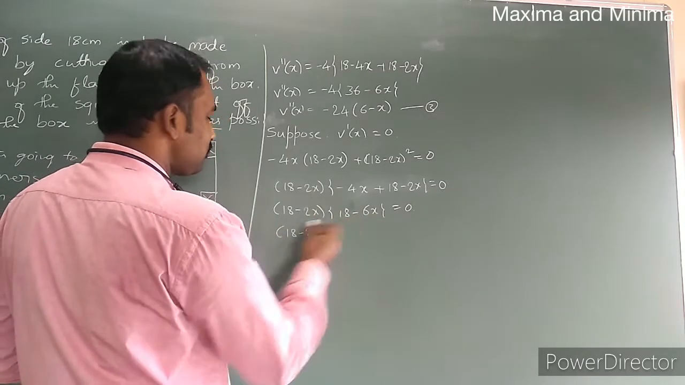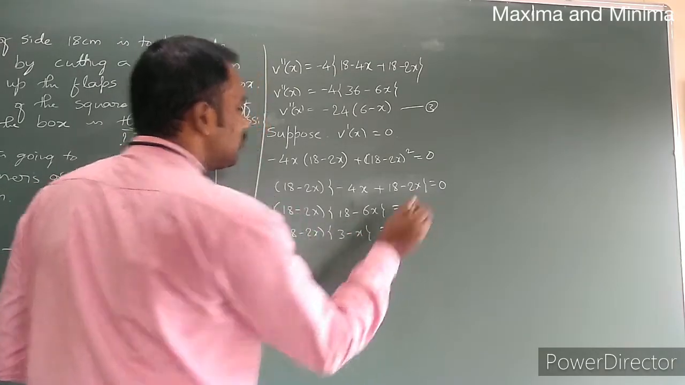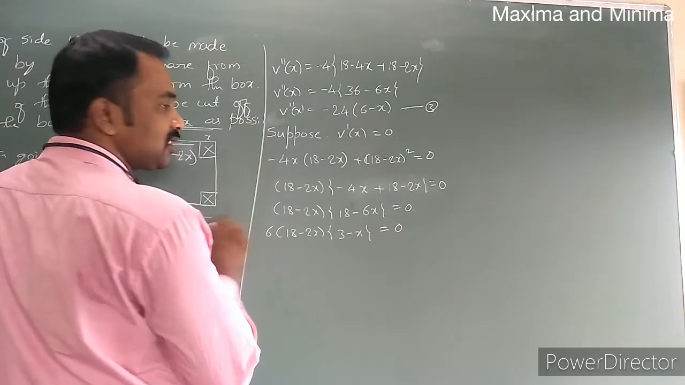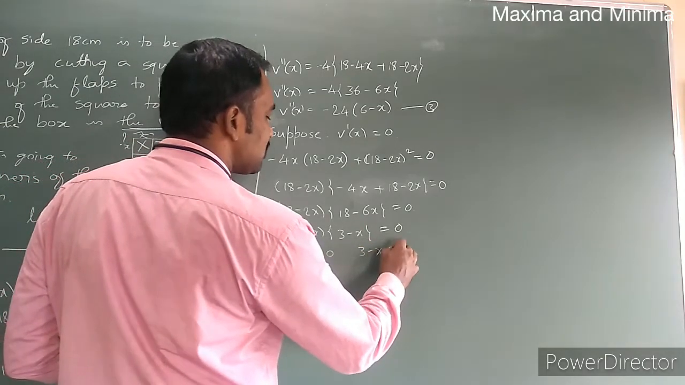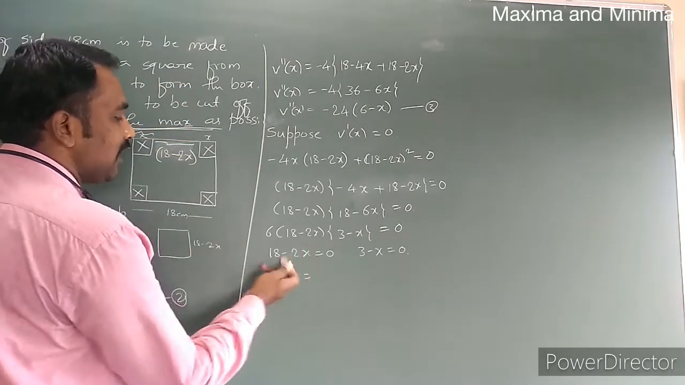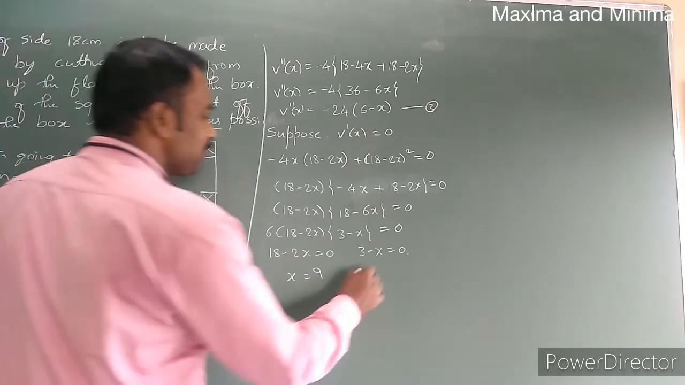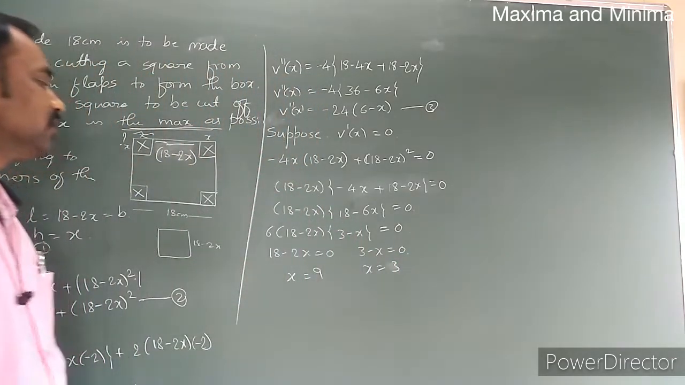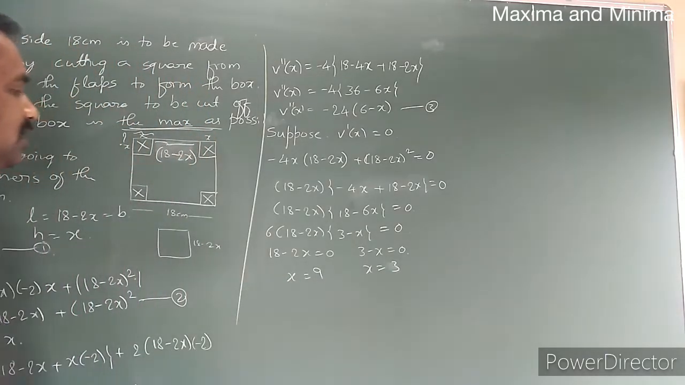18 minus 2x into 18 minus 6x is that. I just take 6 common. What is that? 3 minus x is equal to 0. Now we can easily find the x value. Factorized form is that. So 6 never becomes 0. Either 18 minus 2x is 0 or 3 minus x is 0. This implies minus 2x is equal to 0 minus 18, so 2 ones are 2, 9s are 18. Either x is 9 or x is equal to 3. Okay. So here two values, x is equal to 3 or x is equal to 9.